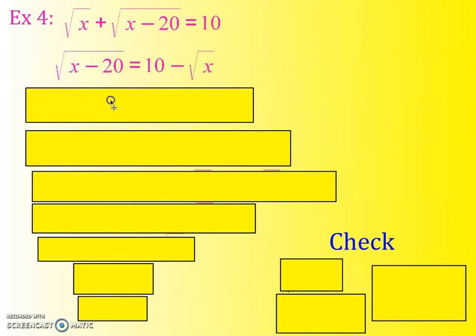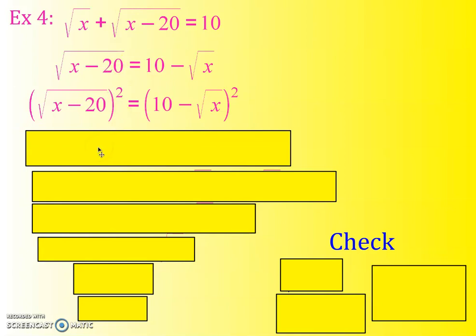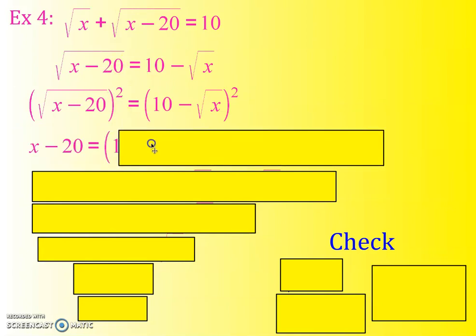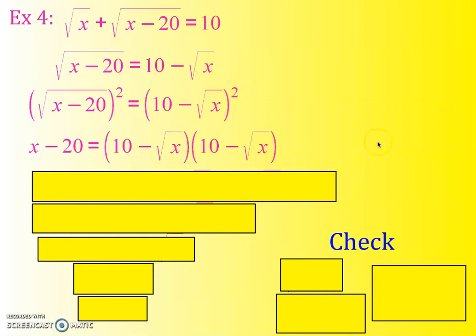Because this radical is by itself, we're ready to square both sides, and we know the square root of x minus 20 squared is just x minus 20. Square and square root cancel each other out. Be careful over here on the right side. Because there's two terms separated by a minus sign in this example, it's a binomial. Binomial squared means you have to write that binomial twice and FOIL it out.